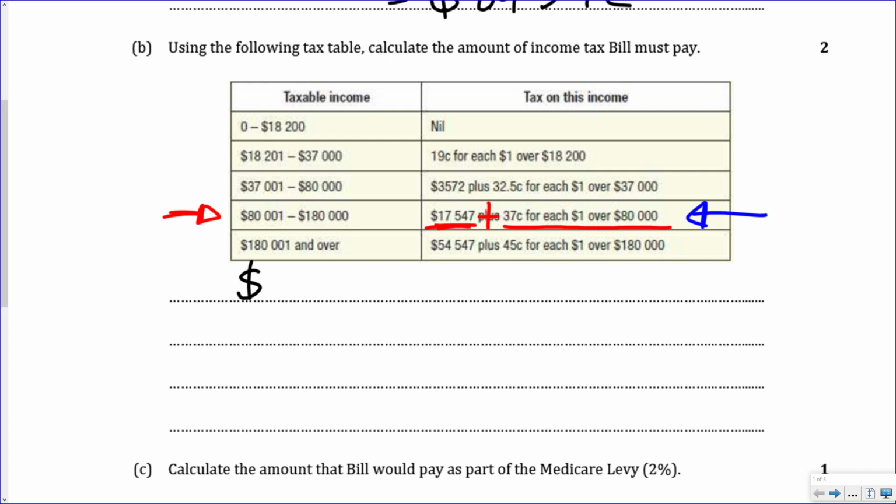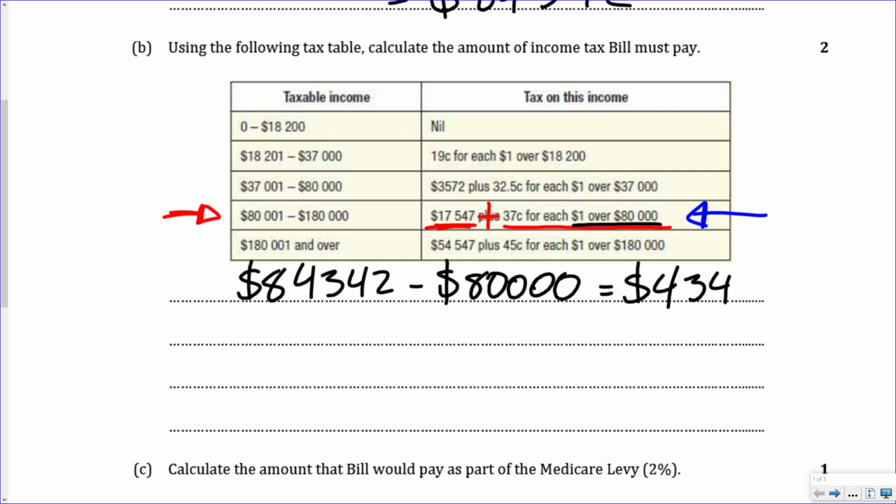So we have 84,342 minus 80,000, because what we're trying to do is find everything that's over 80,000, and that is 4,342. What we need to do from there is find 37% of that, because it's 37 cents for every dollar. It's basically a fancy way of saying 37%. So we do 37% times 4,342, and that equals 1606.54.